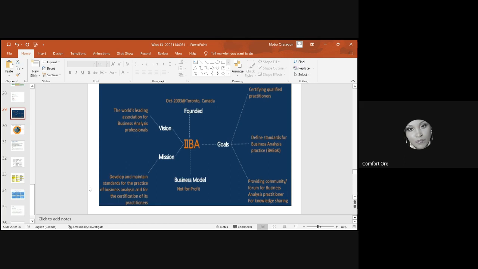So if you're interested, they have periodic events where they send out information to registered or subscribed business analysts. So if you want to be a part of it, their business model, they say, is not for profit. I don't know how true that is, actually. And then their mission is to develop and maintain standards for the practice of business analysis. So they are the regulatory body in charge of business analysis professionals, and everything BA.